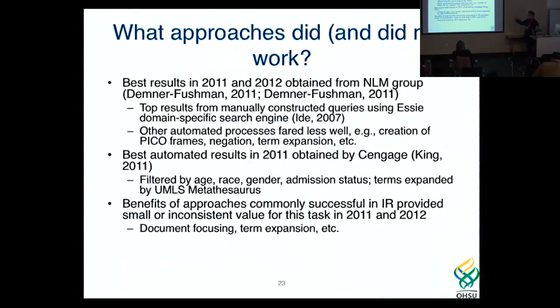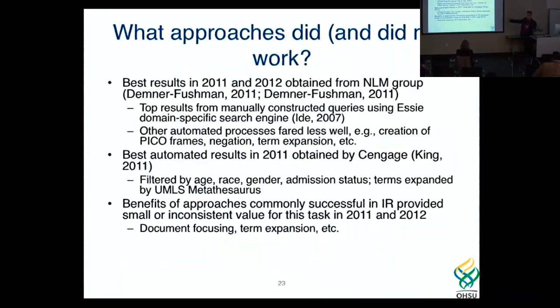In terms of the best automated results, at least in the first year, people could try to filter the topic by the patient's age, their race, gender, and then also synonym expansion. Since a lot of medical terms have multiple synonyms, taking the synonyms and throwing those into the query actually, for a number of these groups, helped. Interestingly enough, there are more general ways to do term expansion. Sometimes we'll use more general types of thesaurus, and that helps in a lot of generic information retrieval tasks, but didn't really help here.